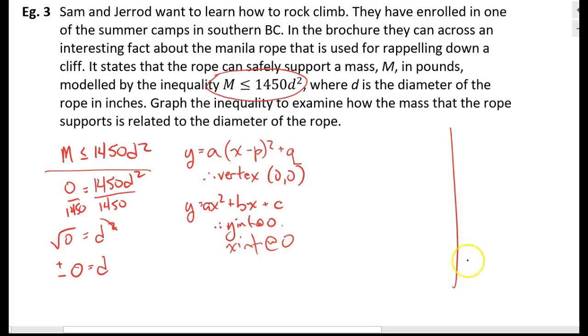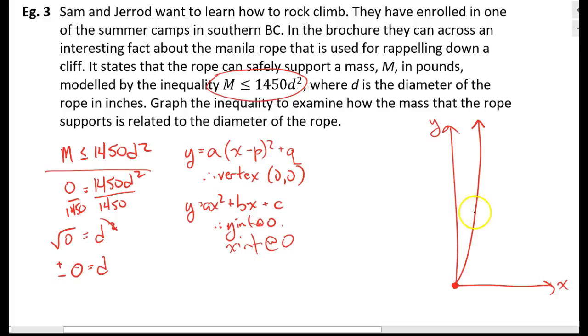So when I go to graph this, the only thing that I really need to bear in mind is my axes. I'm only going to use positive axes because you're not going to have a negative mass, nor are you going to have a negative diameter. And then I know that my origin is also going to be my x and y intercept and my vertex. And because this is really steep, when I go to draw it, it's going to be really, really narrow.